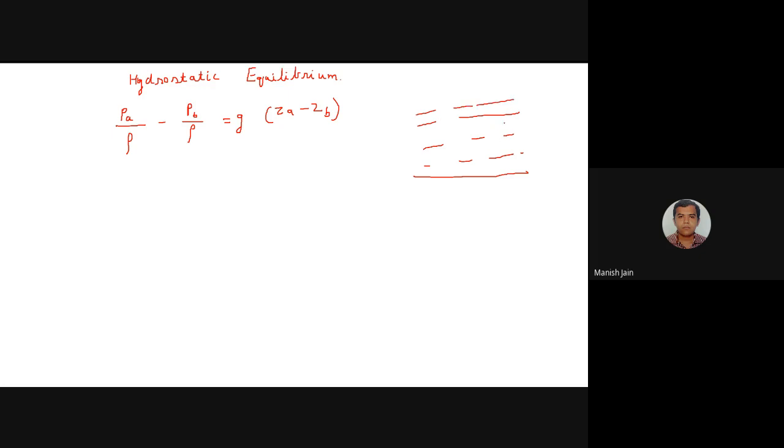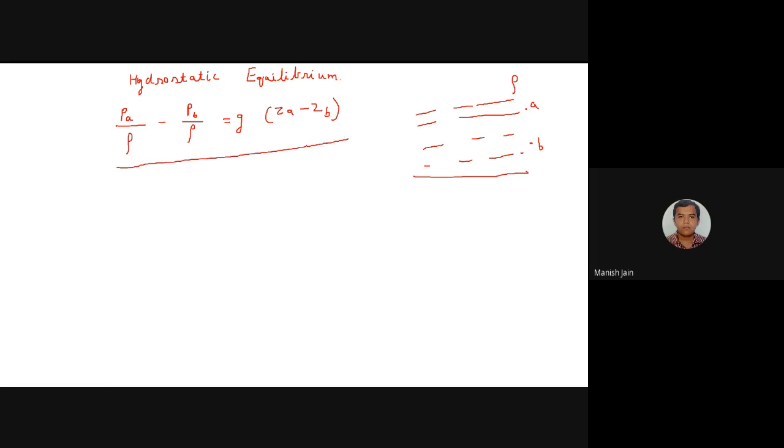So the density of fluid is rho. This is the incompressible fluid, means density will not change with pressure. Okay, this is the incompressible fluid and the density of fluid is rho. So you can measure the difference in pressure with elevation. Okay, suppose this is a point A, this is the point B. So how much pressure difference occurs between these two points, that you can calculate from this equation.